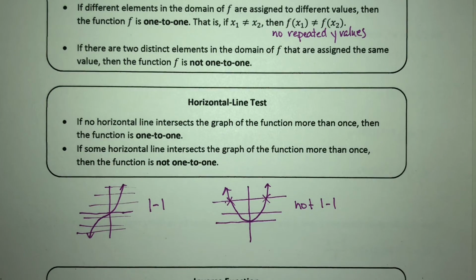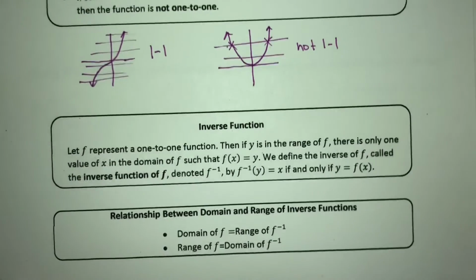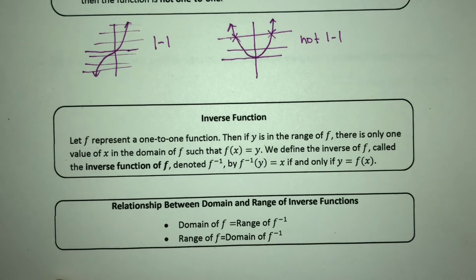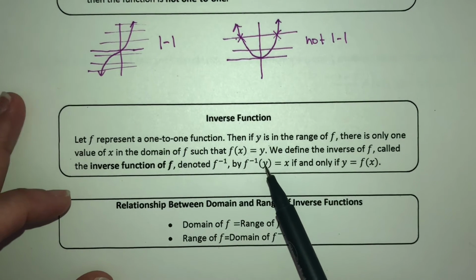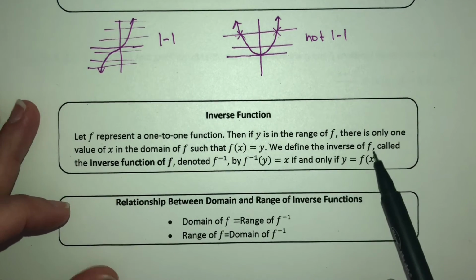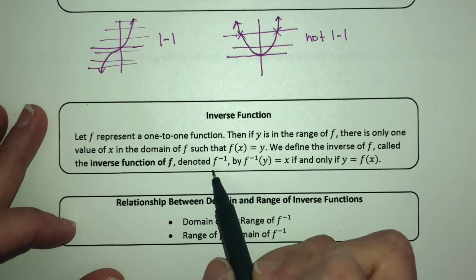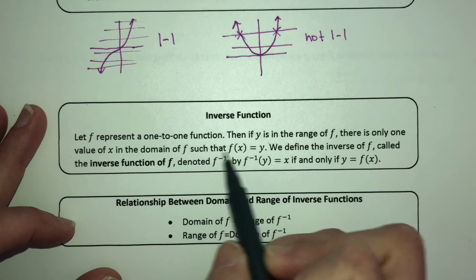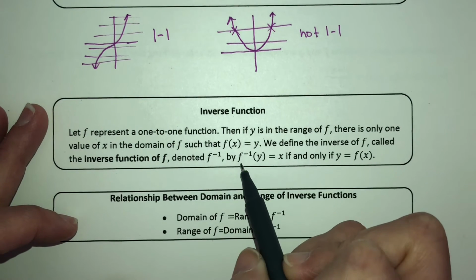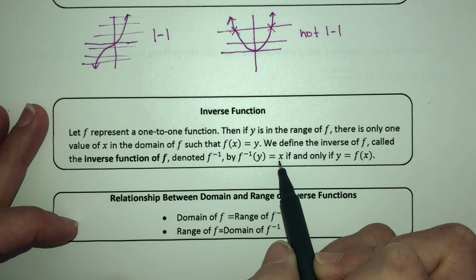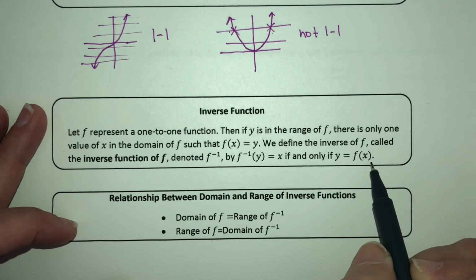So, the full definition of inverse function along with its notation. Let f represent a one-to-one function. Then, if y is in the range of f, there is only one value of x in the domain of f so that f of x is equal to y. We define the inverse of f, which is denoted f to the minus 1. It is not f to the minus 1 power. It is read f inverse. f inverse of y equals x if and only if y is equal to f of x.